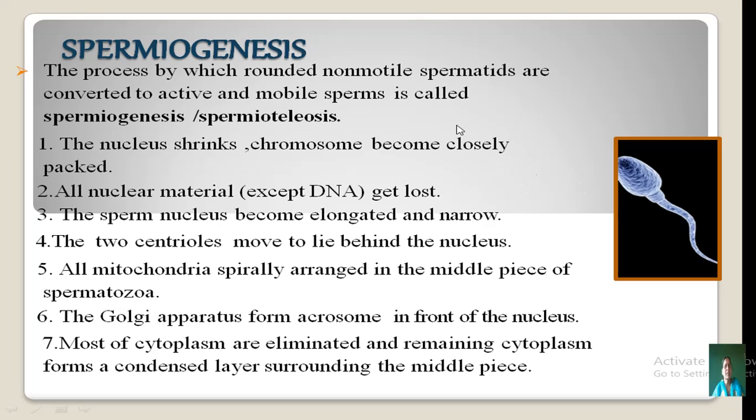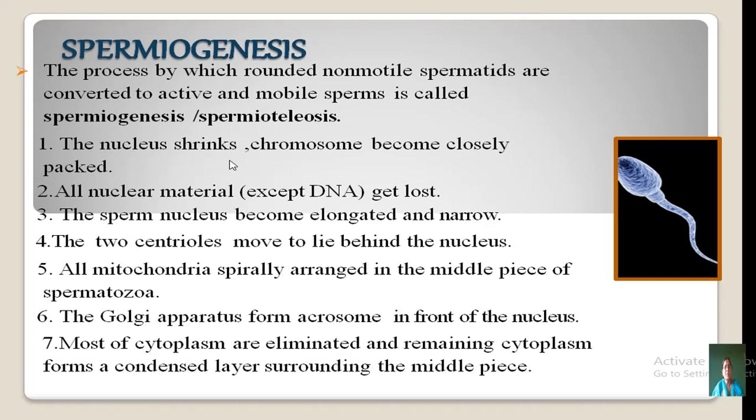What happens then to the spermatid? The nucleus of the spermatid shrinks and the chromosomes become condensed and closely packed. All nuclear material gets lost except DNA. What is lost? Generally RNA and proteins. These materials are lost during spermiogenesis, but the DNA is not lost. DNA remains in the condensed form.